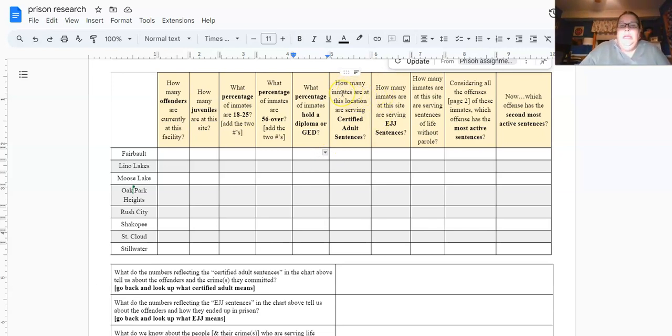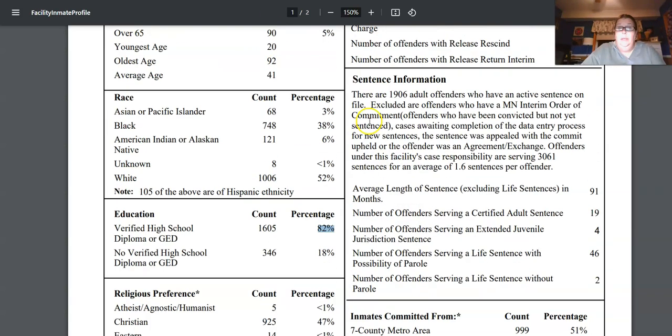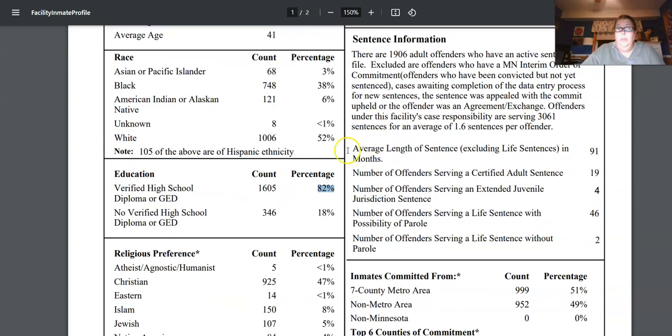Next box says how many inmates are at this location, how many inmates at this location are serving certified adult sentences. These are individuals who committed crimes where they went through the adult certification process so that they were not charged as juveniles, they were actually charged as adults for their crime. Right here, under sentence information, number of offenders serving certified adult sentences.